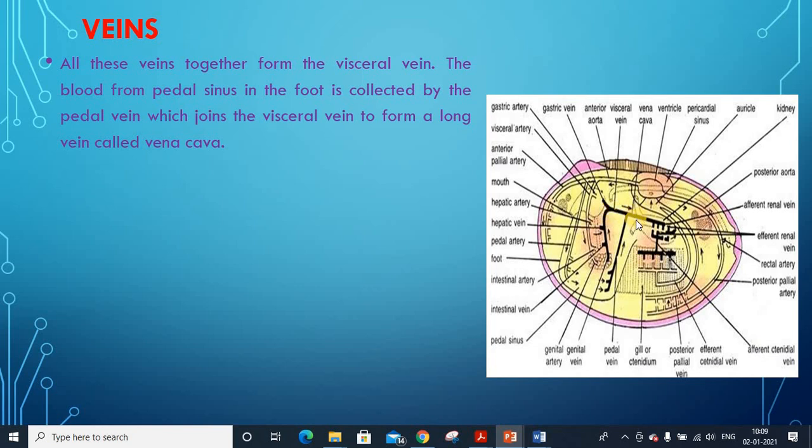Here you can see the pedal vein which is joining the visceral vein, and here you can see the intestinal vein, then the hepatic vein, then the gastric vein. All these join to form the visceral vein, and then the pedal vein also joins the visceral vein, and they all together form a vena cava. The vena cava lies longitudinally beneath the pericardium between the kidneys.